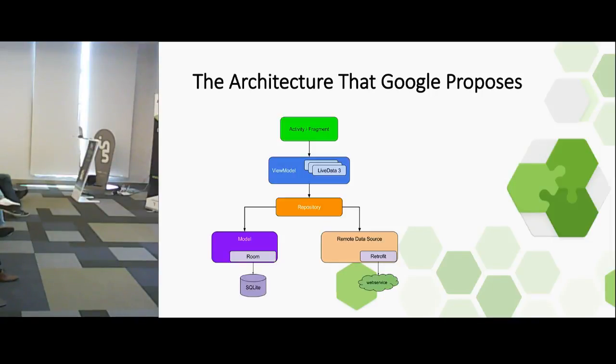Then ViewModel is connected to a repository. Repository is a pattern. It's a single source of truth for all the app data. It's a clean API for the UI to communicate with. And the repository may fetch this data from a local DB or a web service or both or maybe none. It's completely up to it.